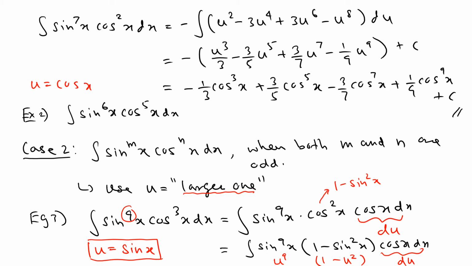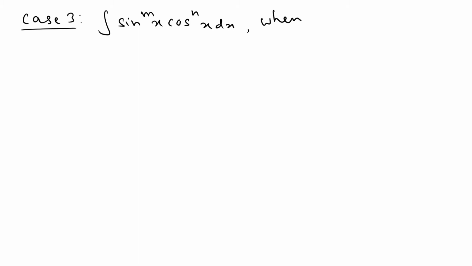Good. So the next case. So far we talked about odd powers. The next case is, what if both are even? Let's talk about that now. Case 3, both even. Case 3, you can see both even. So we can again look at sine mx cosine nx dx when both m and n are even.